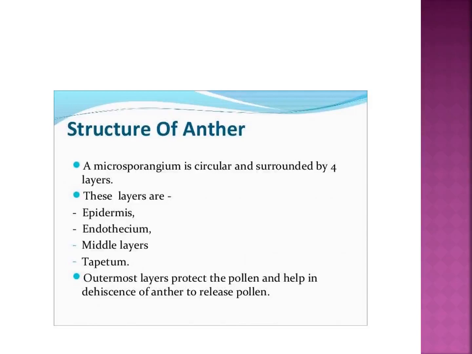So structure of anther: a microsporangium is circular and surrounded by 4 layers. How many layers? 4 layers. These layers are epidermis, endothecium, middle layers, and tapetum. The epidermis is the outer layer. The outermost layers protect the pollen and help the anther to release the pollen.